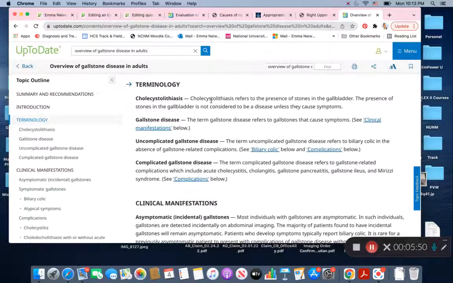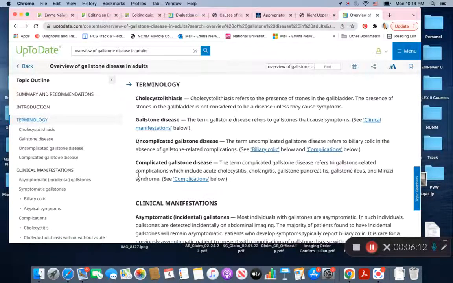Okay, so we do know that our patient has cholelithiasis, so they do have stones in the gallbladder, but that wouldn't necessarily equal gallbladder disease if she was asymptomatic. Now, our patient, she has symptoms. We'll have to move down to the next step. Gallstone disease is considered gallstones that are symptom causing, which our patient has at this point.